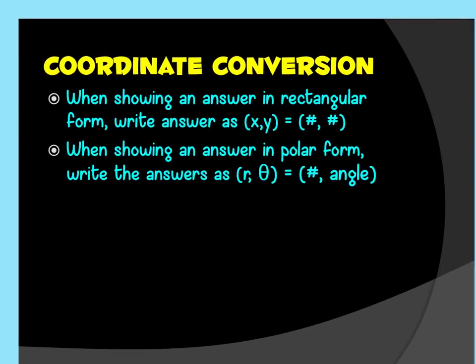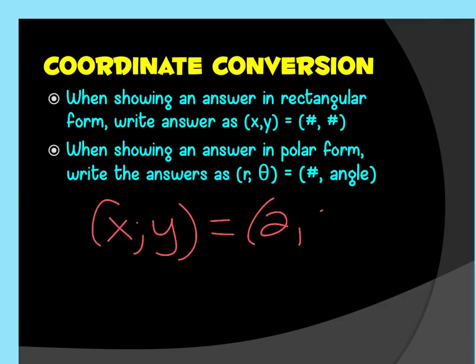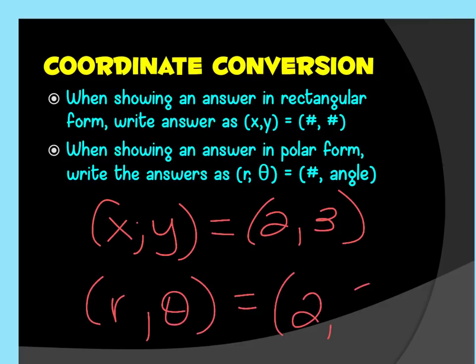So it says, when showing the answer in rectangular form, you're going to write the answer as x, y equals number, comma, number. So if you're giving me the answer and you want to show me that this is a rectangular form, then your answer is going to look like that. X, y equals, and let's say it's 2, 3. That's how you'll know the difference between rectangular and polar. If you're showing the answer in polar form, then you'll write the answer as r, theta equals 2, pi over 6. And that's how I'll know that that's supposed to be in polar form.